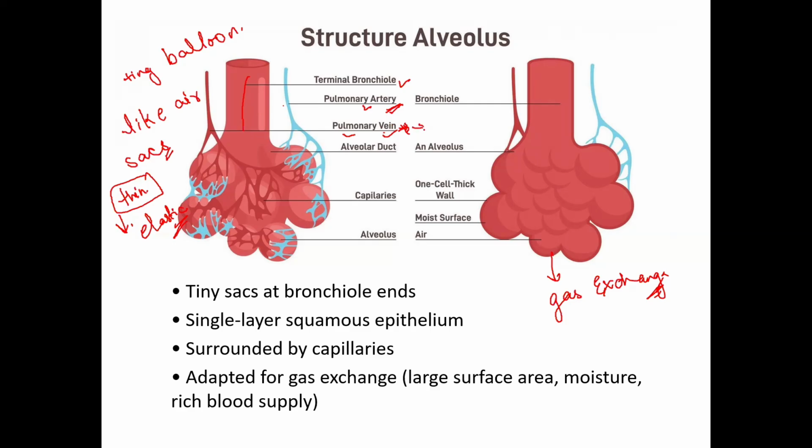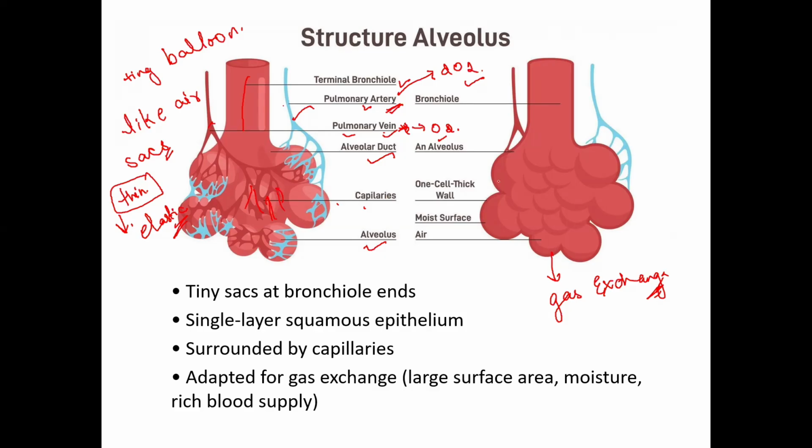The pulmonary vein is the vein which carries the oxygenated blood, and the pulmonary artery carries the deoxygenated blood. The red color coding is for the oxygenated and the blue color coding is for the deoxygenated. Alveolar duct and capillaries: the capillaries do gas exchange, and the alveoli.